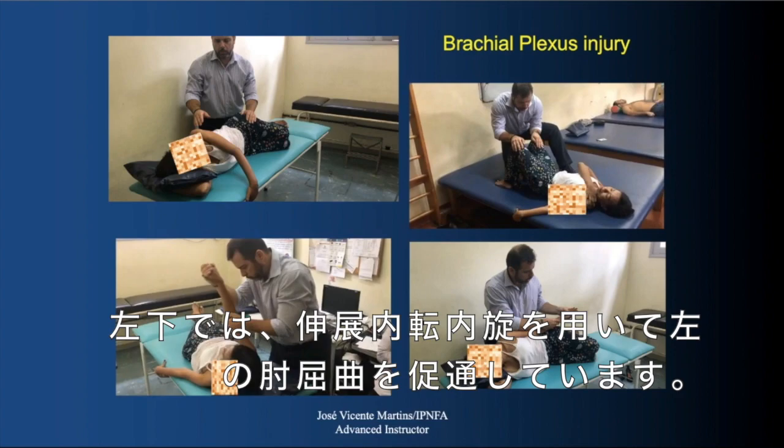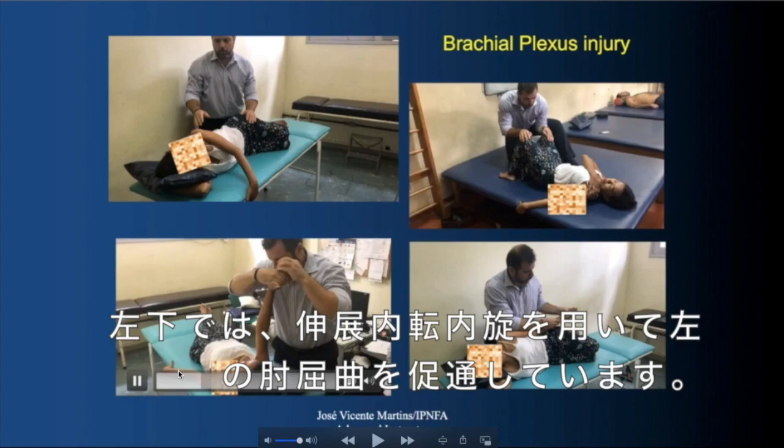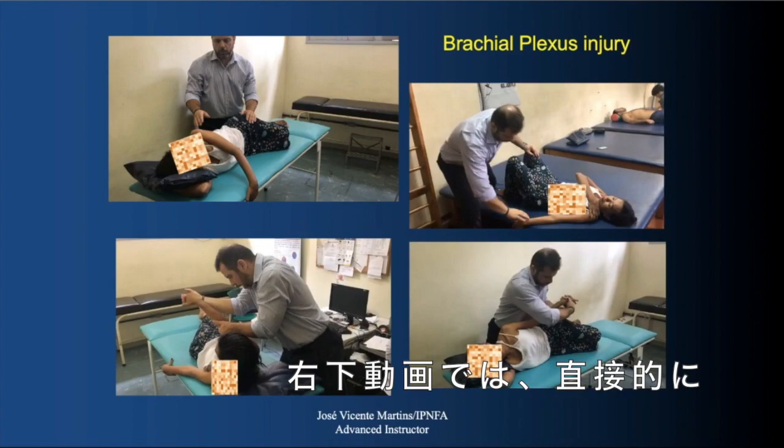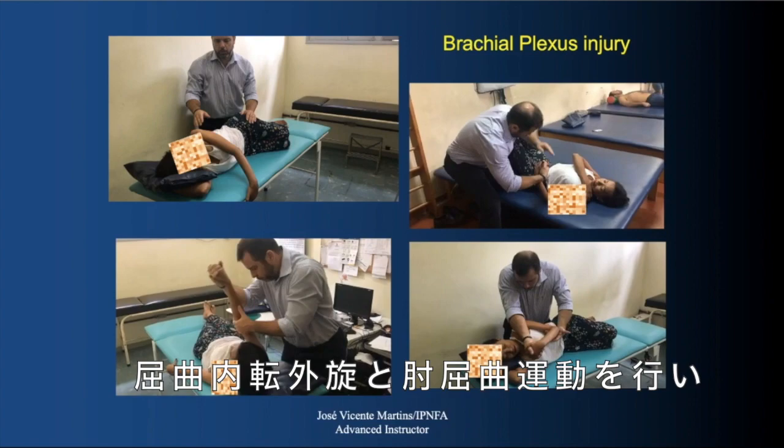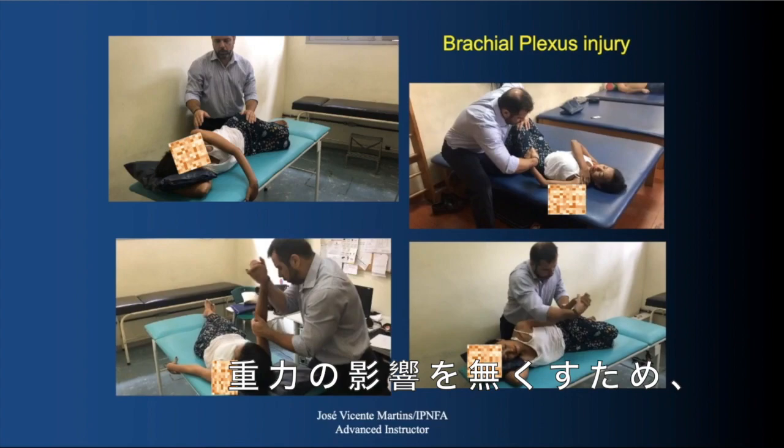Here, the direct treatment, I'm using flexion, adduction, external rotation with elbow flexion in sidelying position. That means the pattern is in favor of gravity.